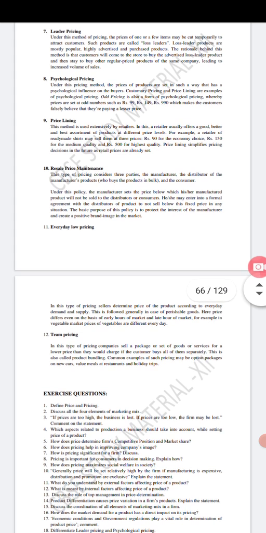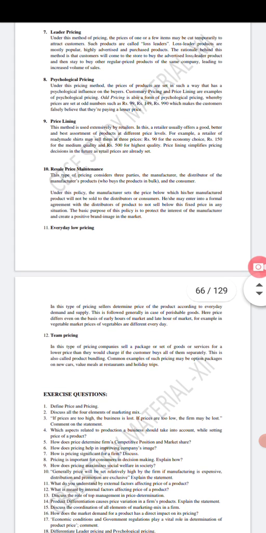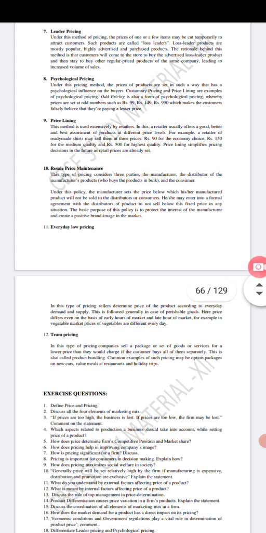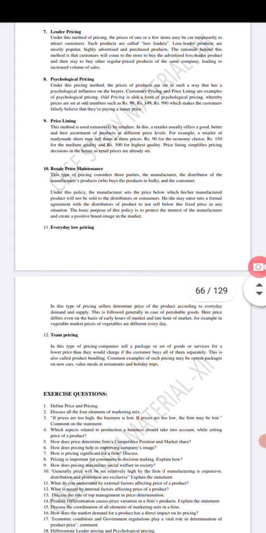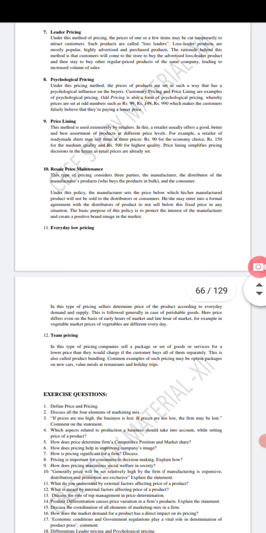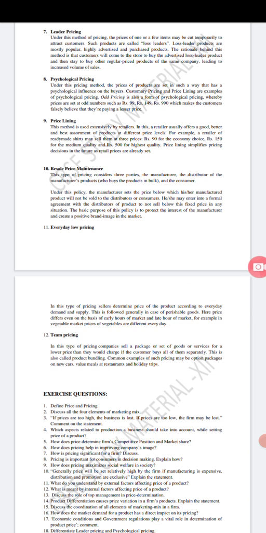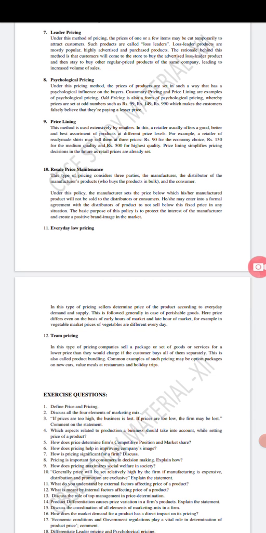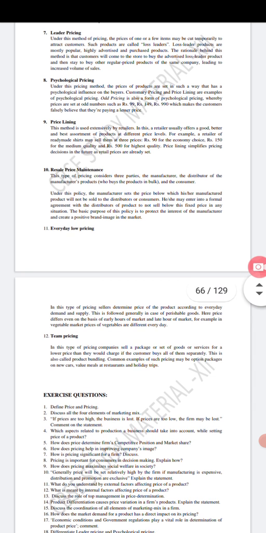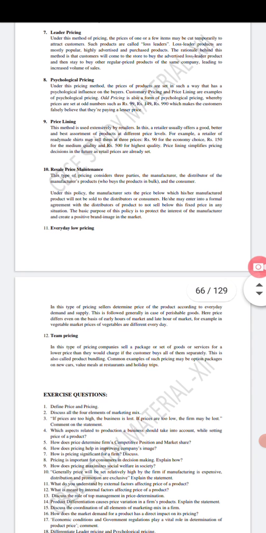Just remember odd pricing. Now the question arises, why is this called odd pricing? Because in this pricing, a marketer or businessman sets the price only in odd numbers, such as rupees 99. Usually we see this at the time of online shopping. Rupees 99, rupees 149, rupees 990. Just correct this. Rupees 990 will not be there because it is an even number and we are talking about odd numbers. So just correct it.